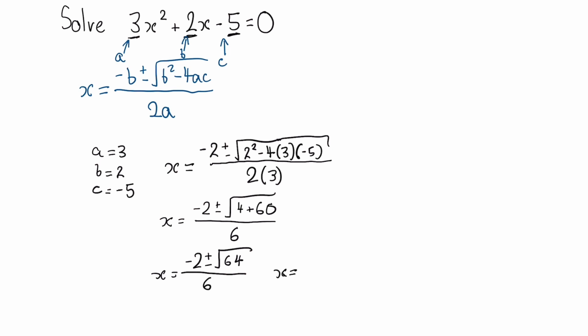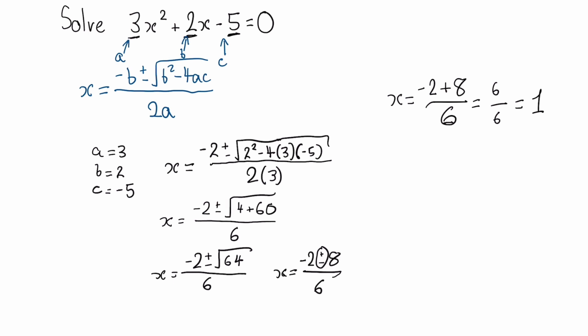Now we know the square root of 64 is just 8, so we can replace that square root sign with 8. So we have minus 2 plus or minus 8 divided by 6. Now how do we deal with this plus or minus? Well, first we take the case of it being a plus. So we have x is equal to minus 2 plus 8 divided by 6, which is 6 divided by 6. So x is equal to 1 is one of the solutions.